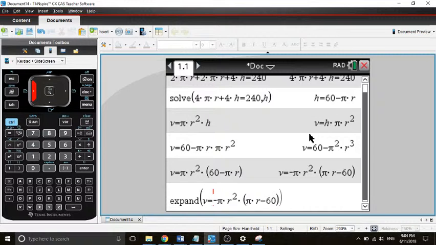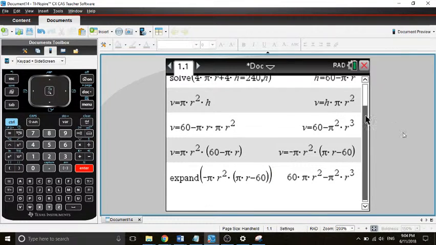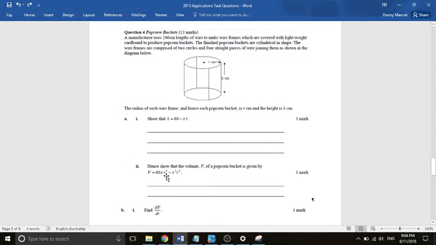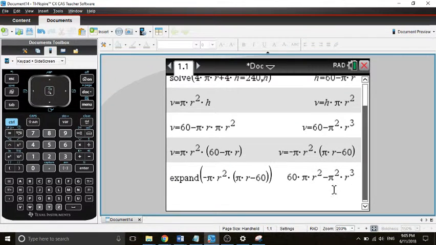Get rid of that V equals. Let's see if we need a minus there. 60 pi r squared minus pi squared r cubed. There we go. So that's the steps that we take. For this one, we'd be writing down our volume of a cylinder, then we take our h and substitute into that. So we write this line, then this line, which becomes this, and then we write that down as our final answer.